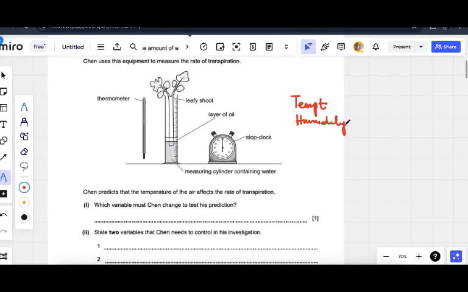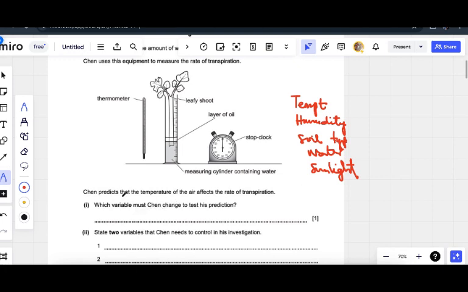Humidity affects the rate of transpiration. Soil type. Amount of water, availability of water. Amount of sunlight, availability of sunlight. All these are factors that affect the rate of transpiration.